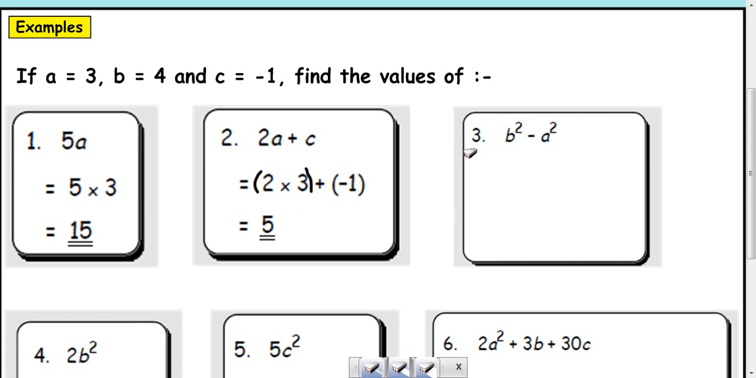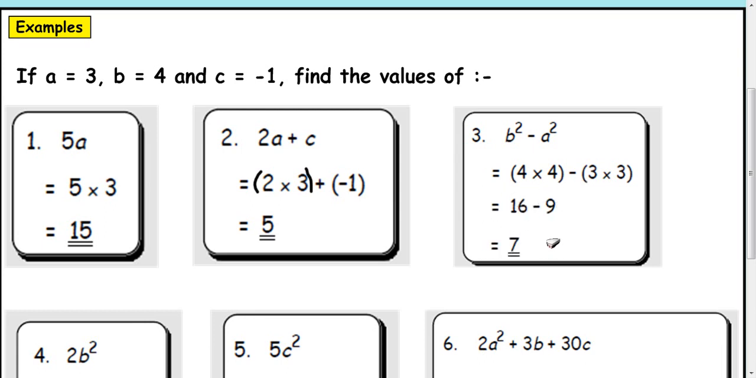Okay, question 3, b squared take away a squared. So we talked about squaring in the last lesson. Squaring a number means multiplying by itself, so this is going to be 4 times 4 take away, and a is 3, so 3 times 3. So it's going to look like that, 4 times 4 take away 3 times 3. Notice the brackets are around the multiplication. So I'll do the brackets first, using my BODMAS technique, brackets before anything else. So 4 times 4 is 16, and 3 times 3 is 9, so that comes to 16 take away 9, and that is 7.